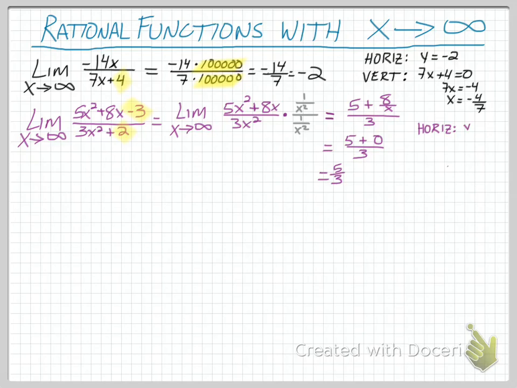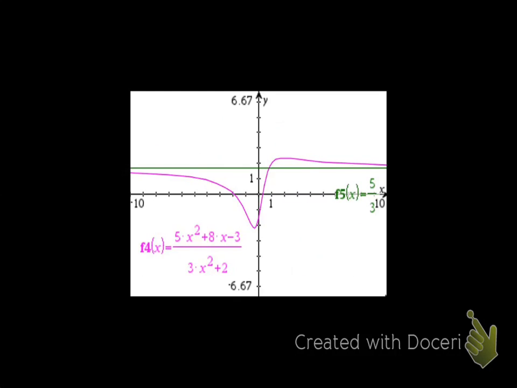So our horizontal asymptote is going to be 5 over 3, and our vertical asymptote is going to be when we set our denominator equal to 0. If we do that calculation, I'll let you do that on your own, you will actually see that there is no vertical asymptote. Let's confirm that with our graph. Here our graph shows that there is no vertical asymptote, but there is a horizontal asymptote.